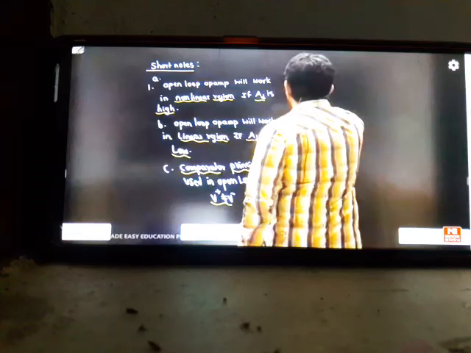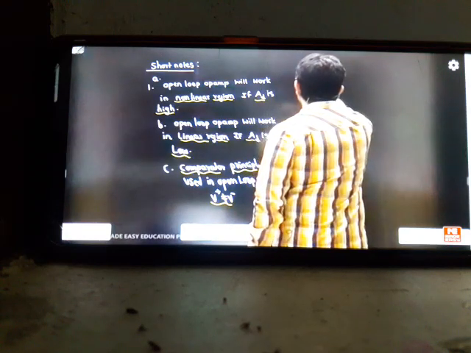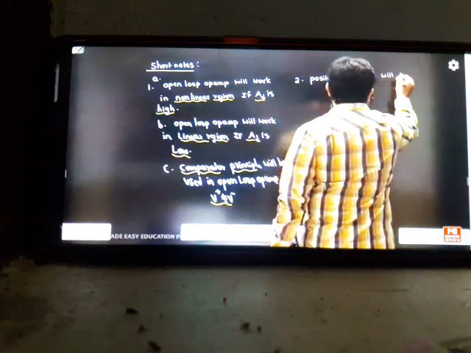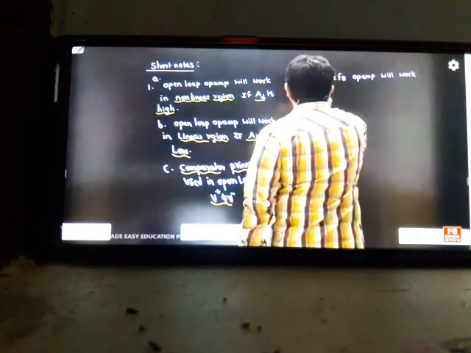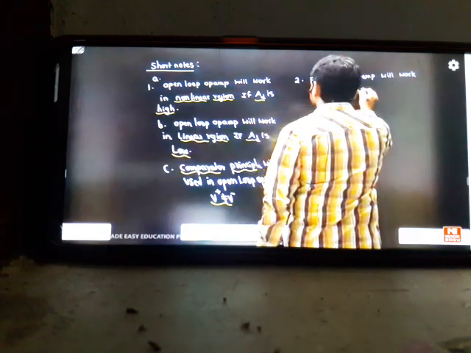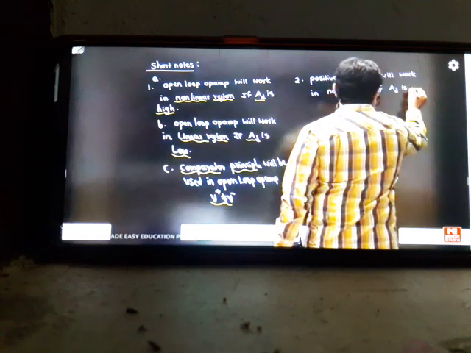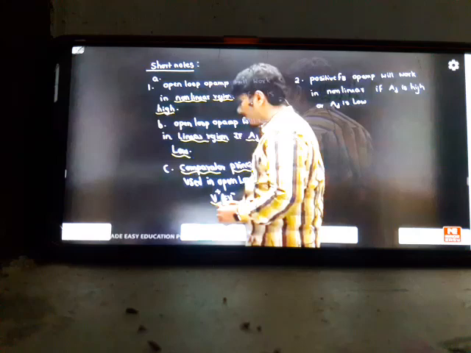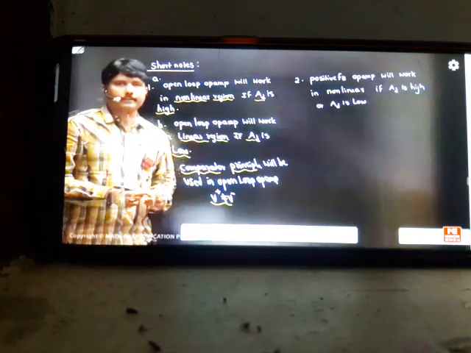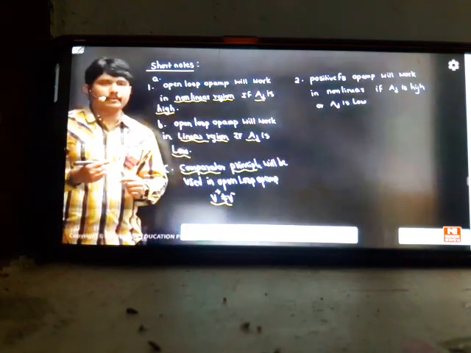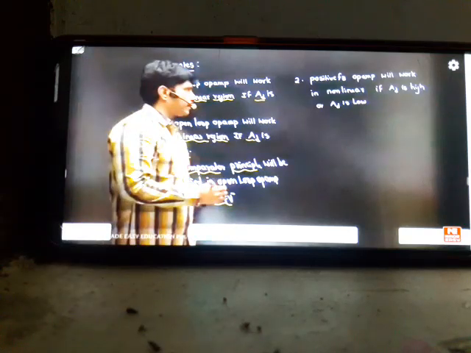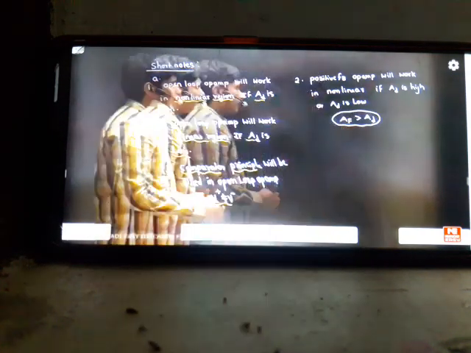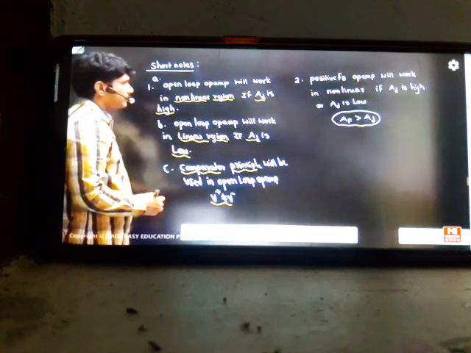The second topic, positive feedback op-amp will work in non-linear if AD is high or AD is low. So your open loop gain can be high or can be low, no problem. Positive feedback op-amps will always work in non-linear because my gain of positive feedback is not AD, it is AF. So your AF will always be greater than your AD. Because of this principle, whatever gain you have, low gain or high gain, my closed loop system gain will be high always in positive feedback systems.